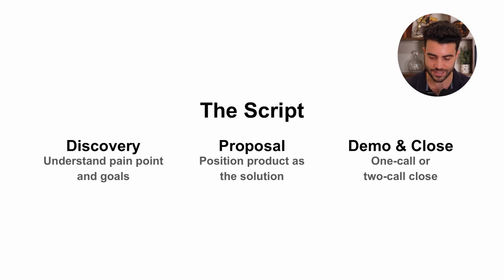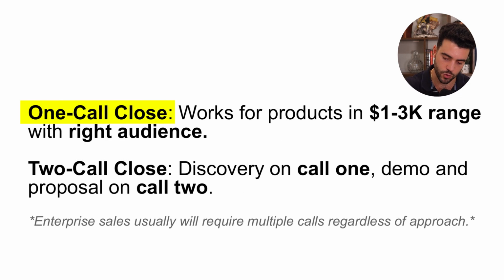Now, on that demo itself, you can either do that on the first call, so you can turn this into a one-call close, or you can do a two-call, which is basically you do the discovery first and then you do a second call afterwards. There are pros and cons to each approach, and obviously if you're in an enterprise sale, it's going to be multiple calls regardless. But if you are selling a product in the $1,000 to even $3,000 range, you could totally do this in a one-call or two-call close, depending on who your audience is.